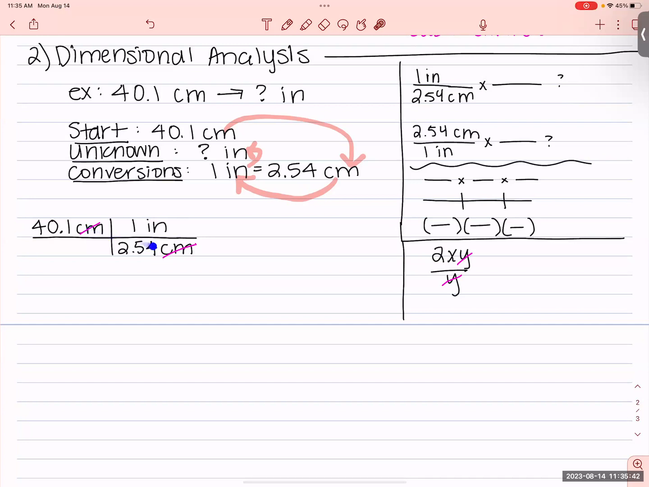Now, once I have canceled everything I don't want and I have inches left, which is what I do want, I am now ready to solve. How am I going to put this in the calculator? I encourage you not to do 40.1 times 1/2. Like, don't put the fraction in the calculator.